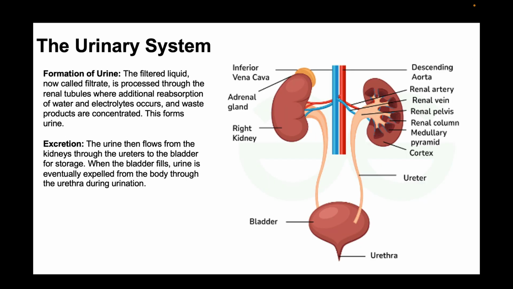The filtrate, now containing essential water and electrolytes, undergoes further processing in the renal tubules. During this phase, additional reabsorption of water and electrolytes occurs, while waste products are concentrated. This process results in the formation of urine. The urine then travels from the kidneys via the ureters to the bladder, where it is stored. Upon reaching a certain volume, the bladder signals for urination, and urine is expelled from the body through the urethra.